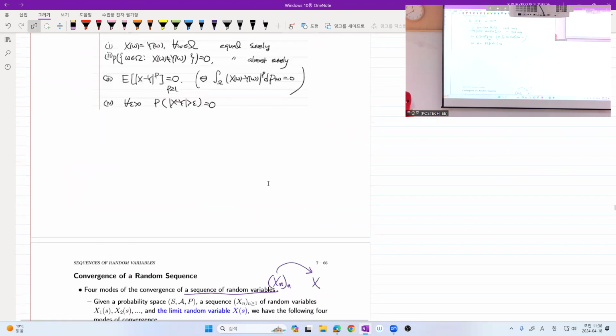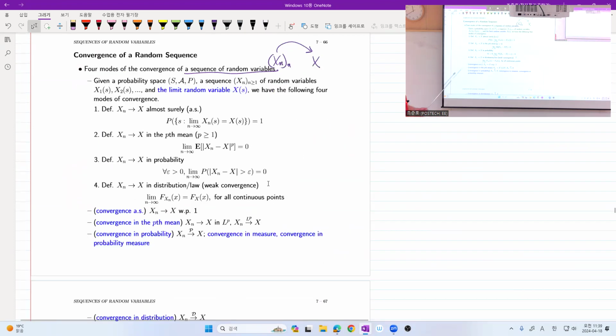And let's see. So this is the first one, convergence almost surely. See that? We just write it in this way. Xn tends to X a.s. What does that mean? See that the probability of the event equals 1, right? The probability of this event is 1. So it converges with probability 1.